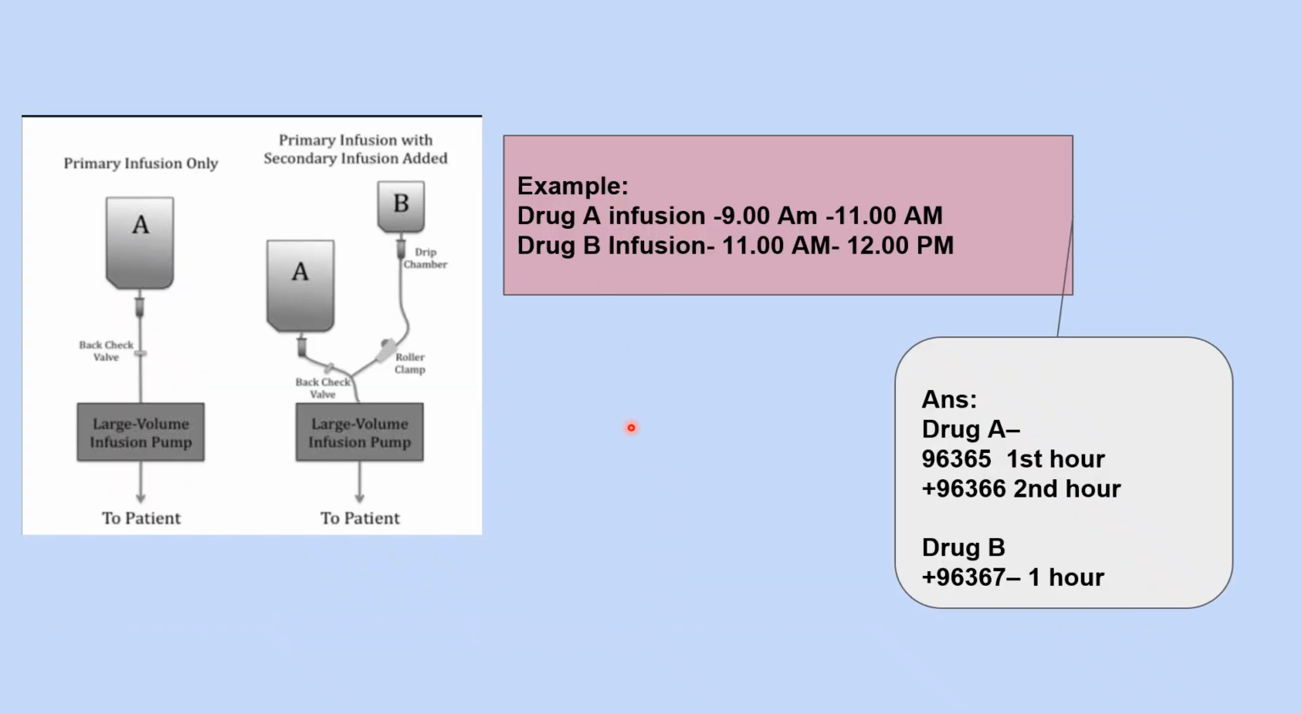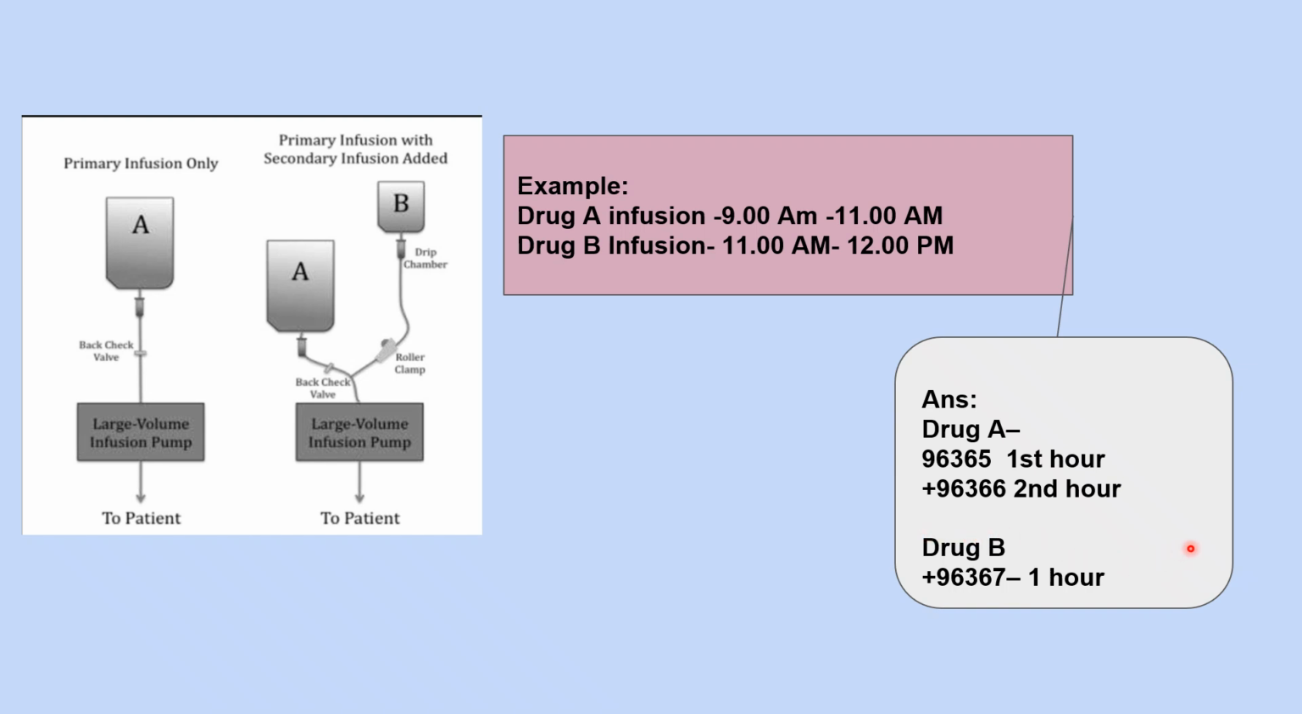Now let us take one example for you to understand it very clearly. So drug A infusion is given 9 a.m. to 11 a.m. and drug B infusion is given 11 a.m. to 12 p.m. So now first, how will you code drug A infusion? It is given for how many hours? 2 hours. So the first hour I will code it 96365 and the second hour I'll code it 96366.